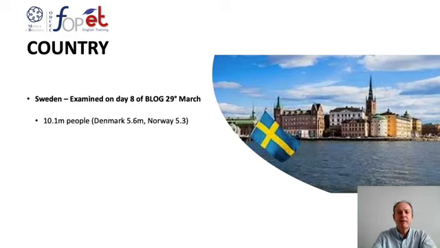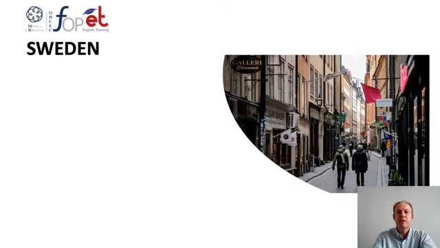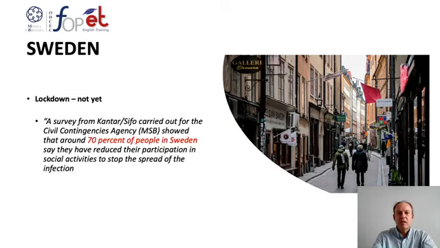Country. On day 8, back on the 29th of March, we looked at Sweden and we saw very quickly a population of 10 million, more or less double its two closest neighbours, Denmark and Norway. They tend to have similar systems, but in coronavirus, very different. Sweden has no lockdown, not yet. But, okay, technically there is not a lockdown, but now we believe 70% of people in Sweden have reduced social activities, so is a voluntary slowdown, not a lockdown.